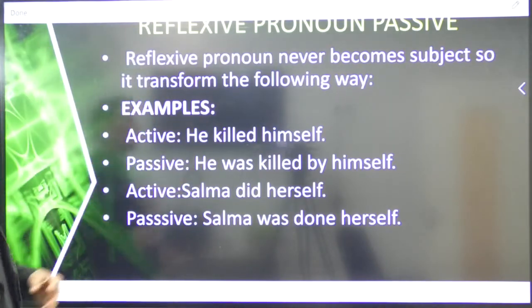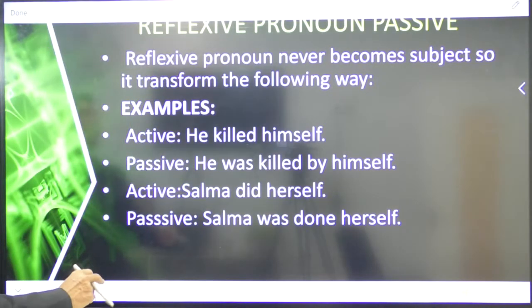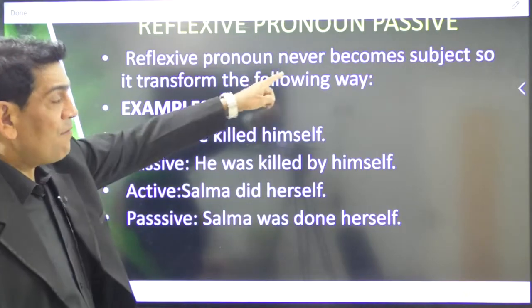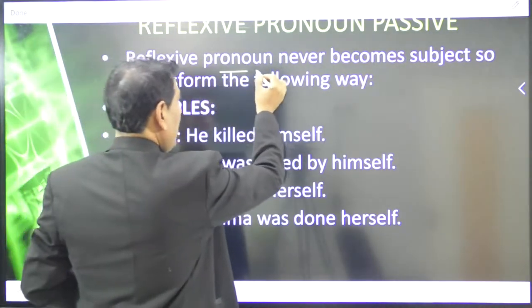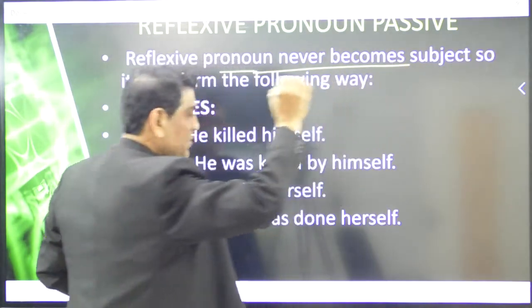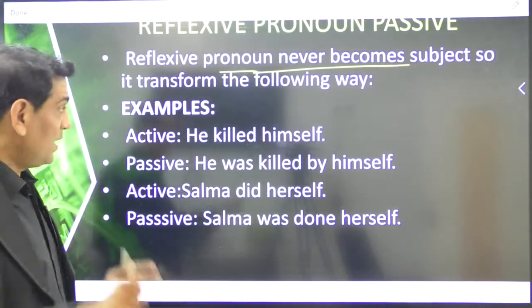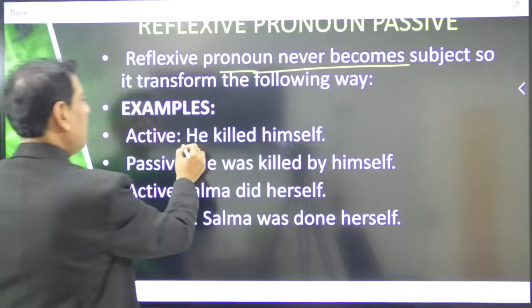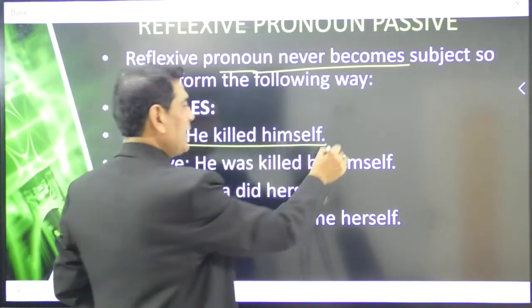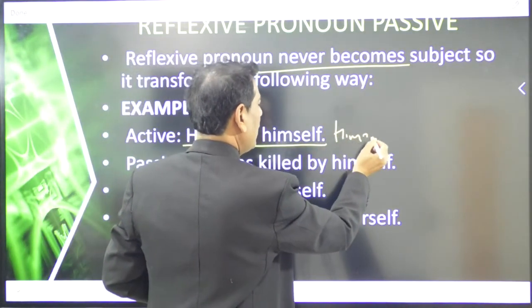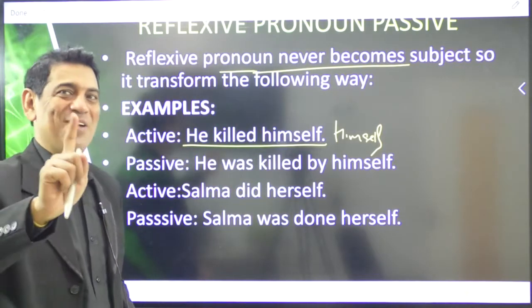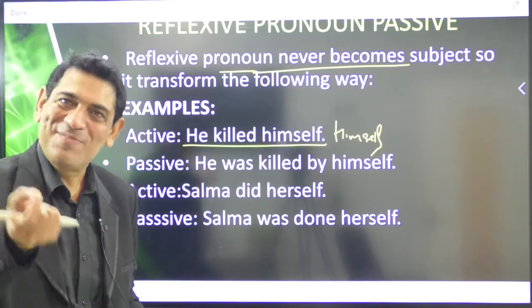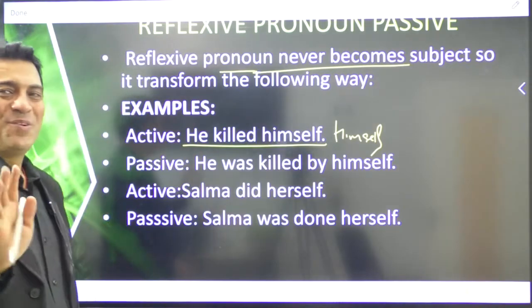Now see, reflexive pronoun passive. A reflexive pronoun never becomes the subject. This is important. Because generally what a student does, with 'he killed himself', is start the sentence with 'himself'. So never go for that, because this is a general perception. Don't go for that, my dear.